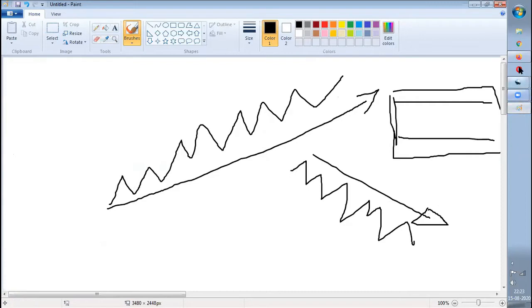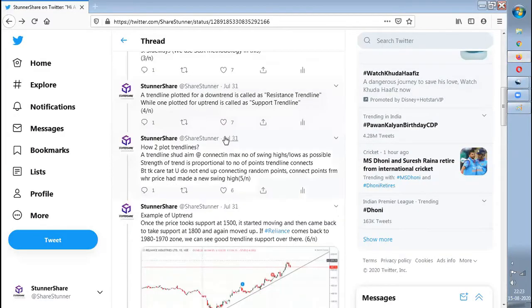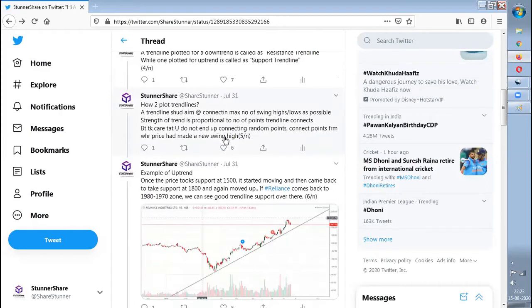Then how to plot trend lines? Now the biggest question will come, like how to plot a trend line. A trend line should aim at connecting the maximum number of swing highs or swing lows as possible. The strength of a trend is proportional to the number of points the trend line connects. But take care that you do not end up connecting random points. Connect points from where price has made a new swing high.